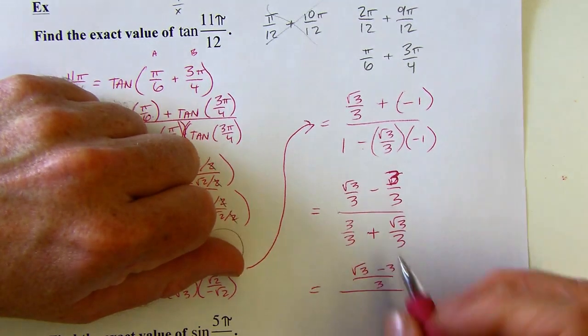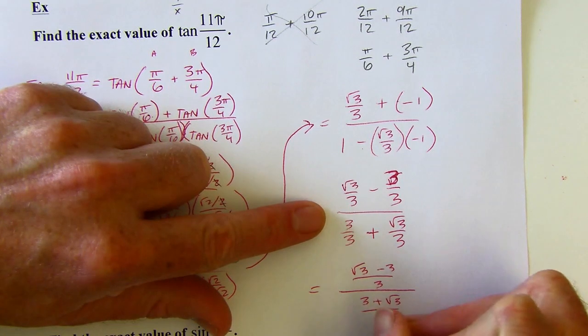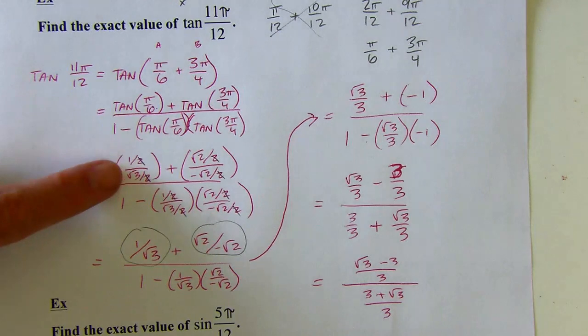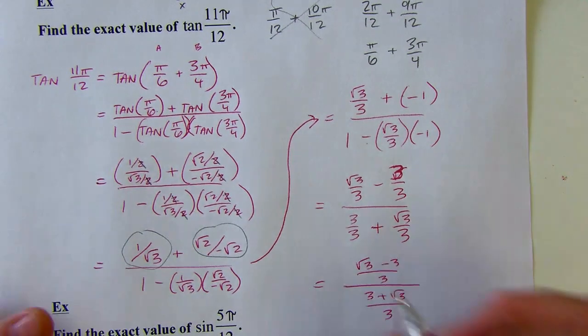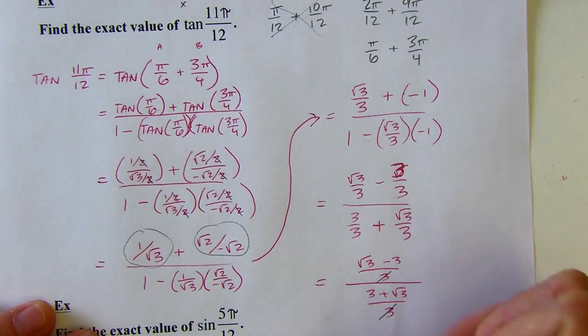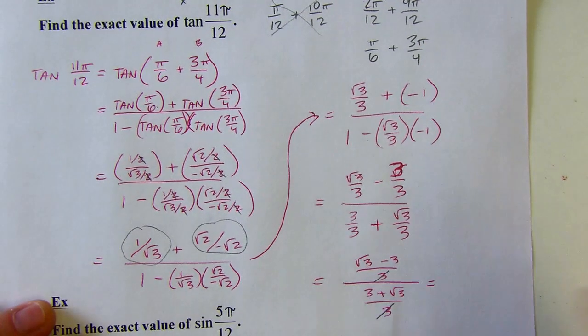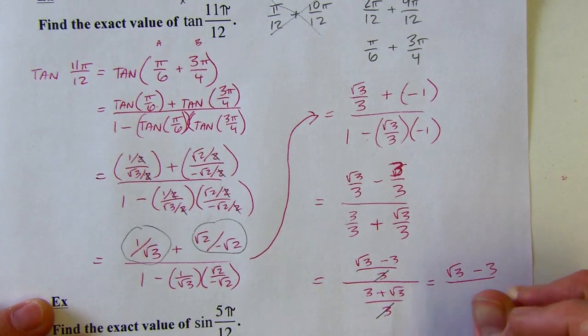And the bottom fraction would be 3 plus root 3 over 3. Okay, and just like what happened in the beginning with canceling those denominators back here, we can cancel the denominators here as well. Okay, this is a bear of a problem, because this is not going to be in simple radical form.